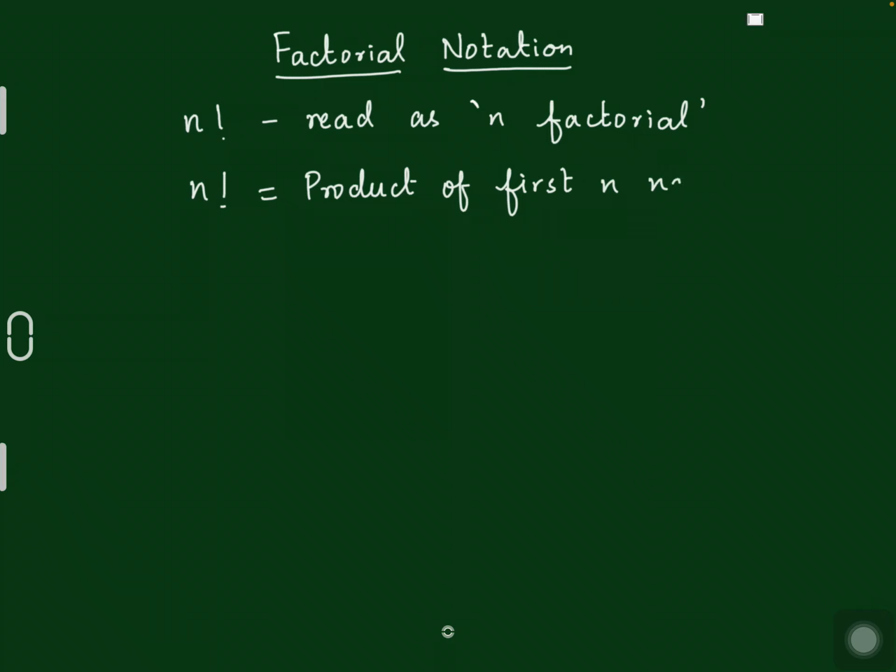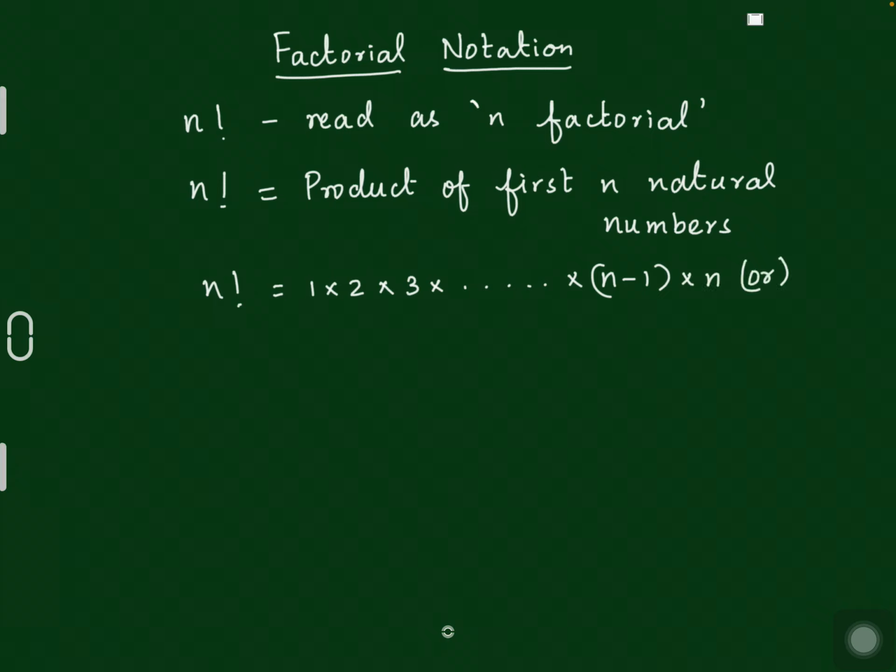N factorial represents the product of first n natural numbers, which means n factorial is nothing but the product of the first n natural numbers. So 1 into 2 into 3 etc. into n minus 1 into n, and it can even be represented in reverse order, that is n into n minus 1 into etc. into 3 into 2 into 1. It can be represented in either way.